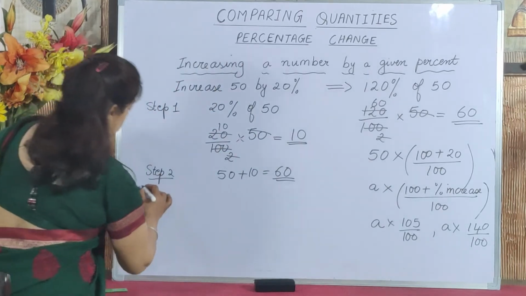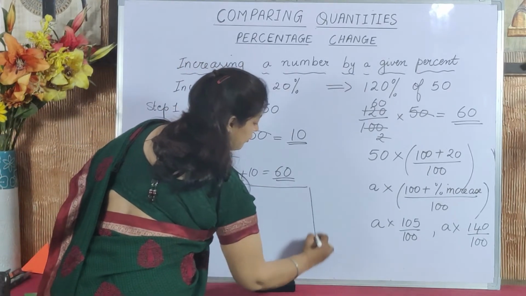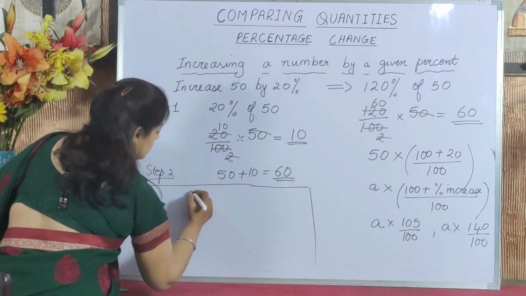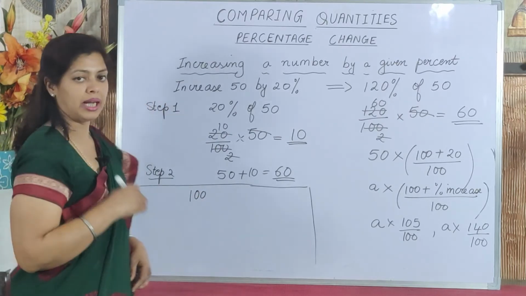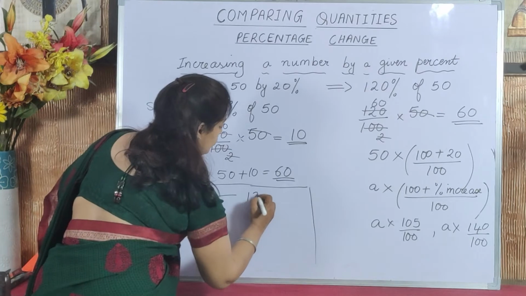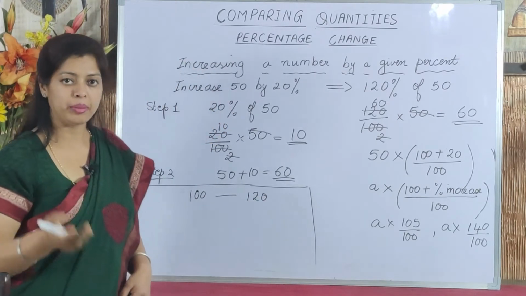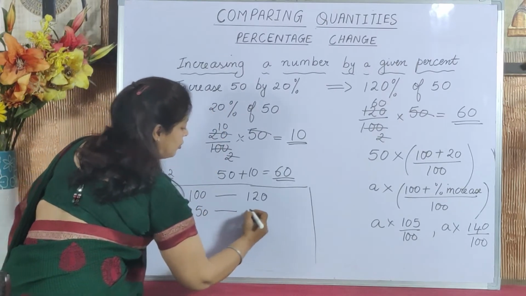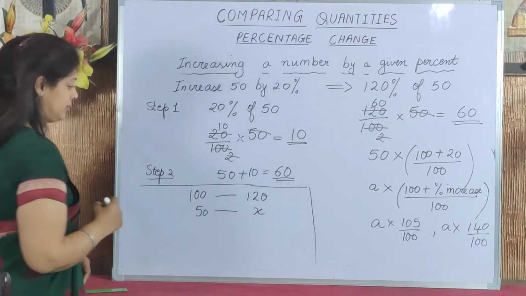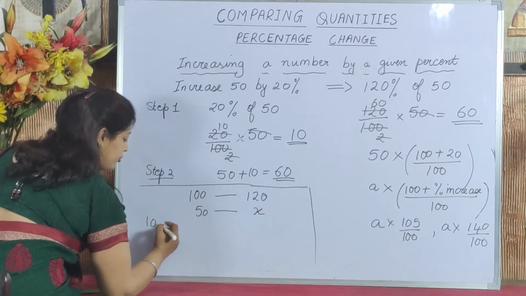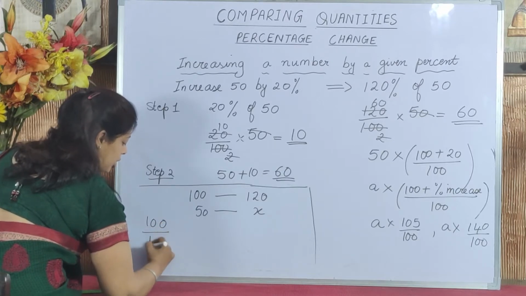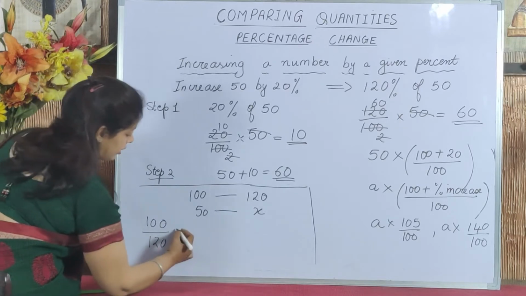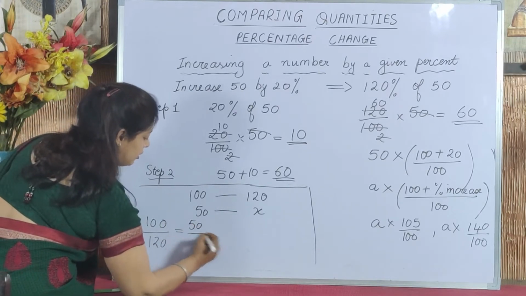And if you compare this to your basic equivalent fraction equation, it means that if the original number is 100, the new number is 120 because of the 20% increase. But here the number is 50. So if the original number is 50, what is the new number? You can take that as x. So you can write this in the equivalent fraction form: 100 upon 120. When the old number is 100, the new number is 120. When the old number is 50, what is the new number?